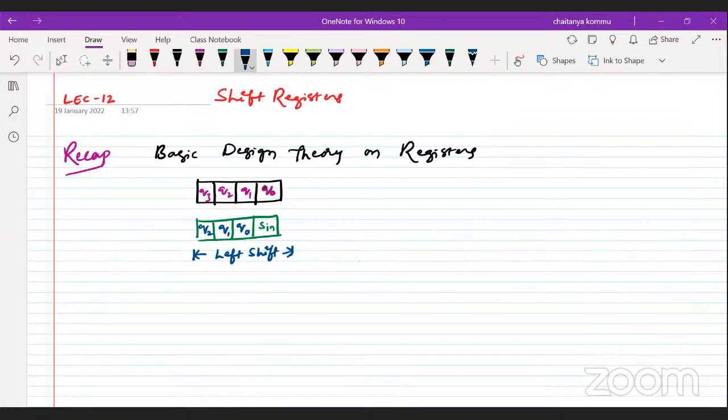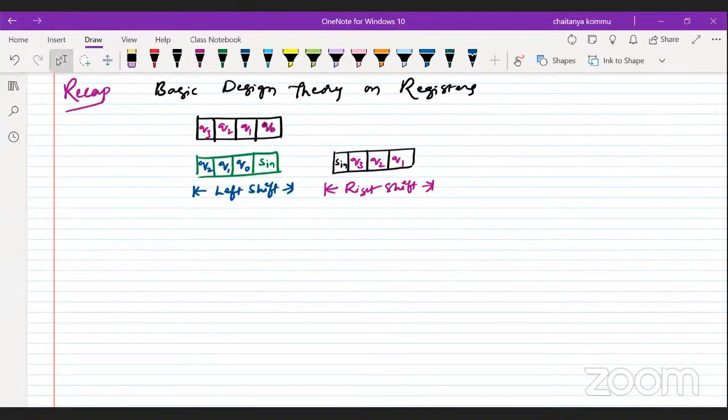How we have to connect all these things we have also seen in the last class. For example, if you want to perform a right shift operation, what we need to do is that the serial in data has to be applied here, and here Q3 is occupied, then Q2 and Q1. This is what we normally call the right shift operation. Agreed? Fine.